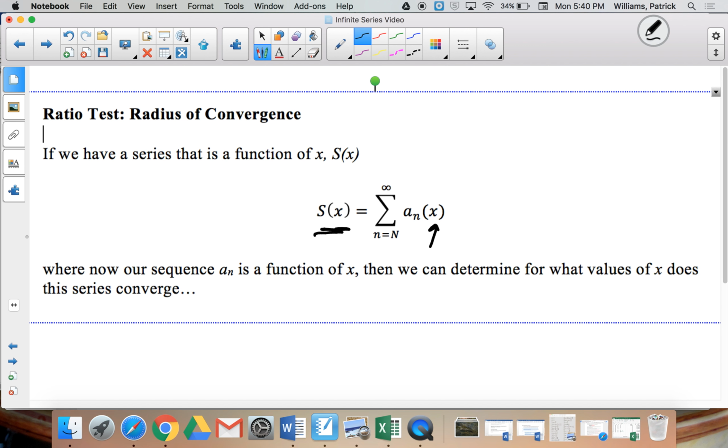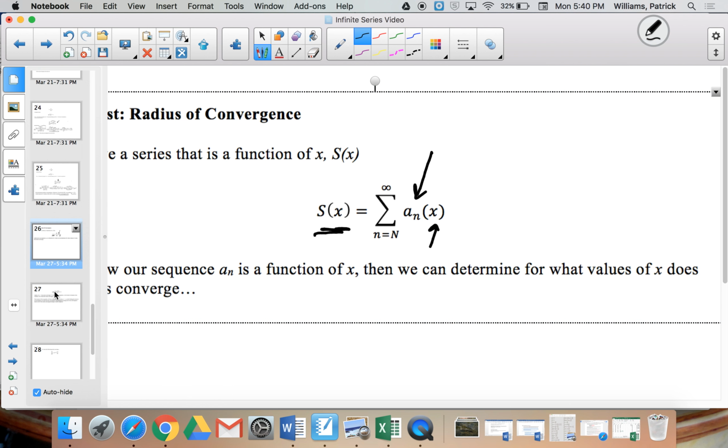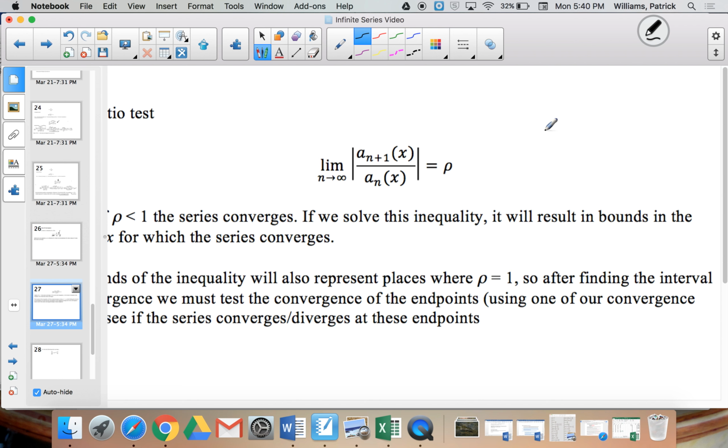We're going to be talking about this method of how we determine under what values of x a particular series will actually converge if that series is a function of x. All right, so in this case, notice we still have our sequence a sub n, but now that a sub n is going to have the variable n as well as the variable x inside of it. So let's look at how we can use the ratio test to figure out an interval of convergence.